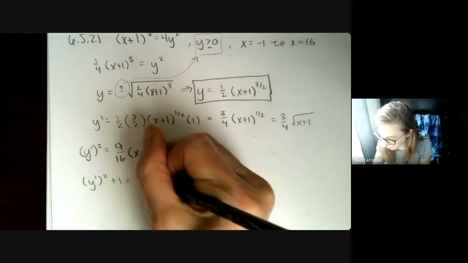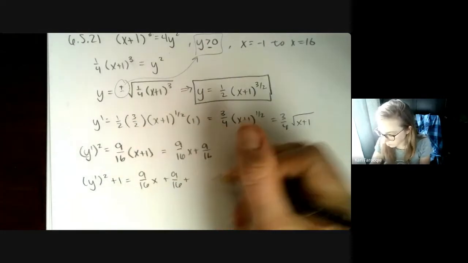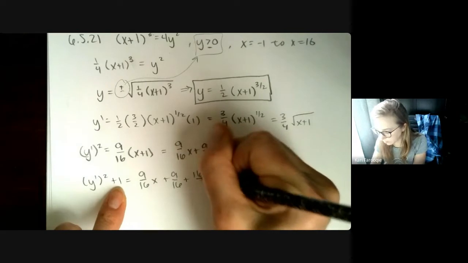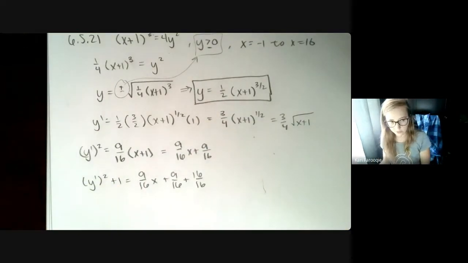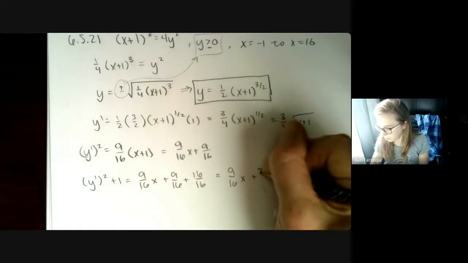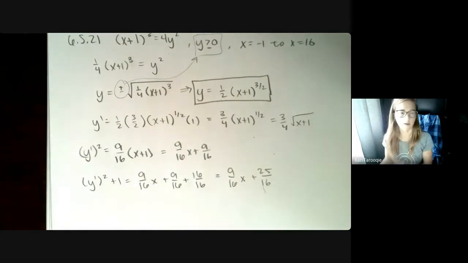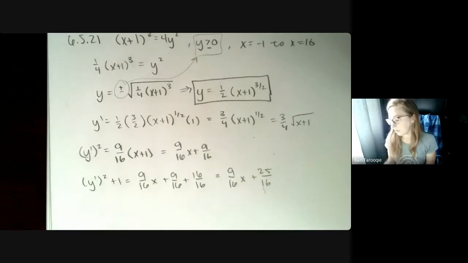Okay, up to you. So I have 9/16 x plus 9/16 plus. Now when I'm adding 1, I know I'm going to combine these together, so I'm just going to call it 16/16. And then I have 9/16 x plus 25/16. And this is good because 25 and 16 are both perfect squares. It might not matter to us that 25 is, but it'll help us out that 16 is.